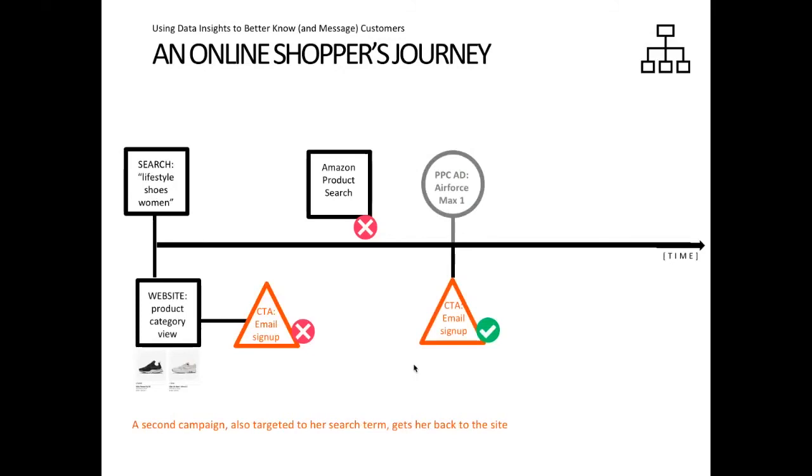Now we have a PPC ad campaign. And it's an ad campaign specific to a product, the Air Force Max 1, which is one of the lifestyle shoes that Nike sells. So it's a very specific ad. And she catches it, and she clicks through. And this time, the email sign-up CTA works.